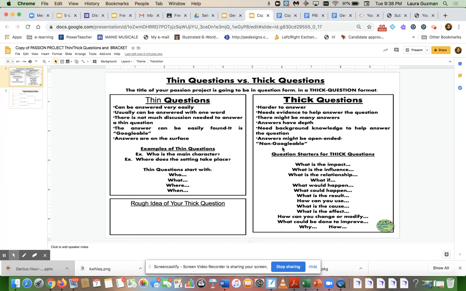I might need to do research and have more in depth conversations with people about it. I might need to interview people. I might need to research. So I'm looking at some of my question starters here for thick questions. And off the top of my head, I'm thinking of a conversation I had with my former French exchange student who right now lives in France. And I might ask, what is the impact that COVID-19 is having on France?